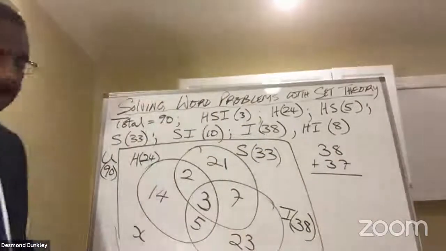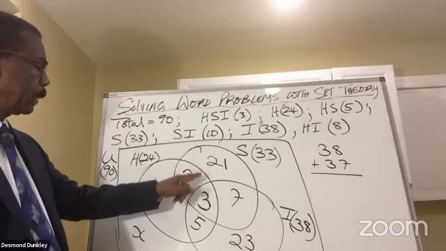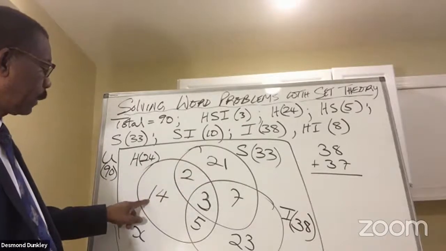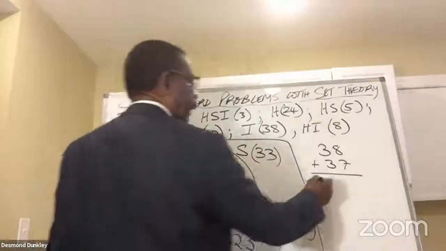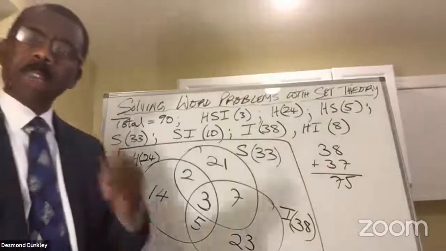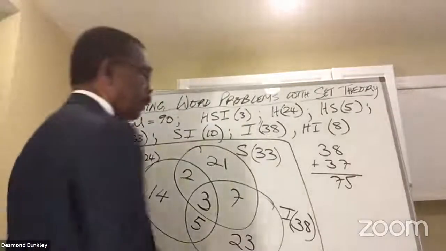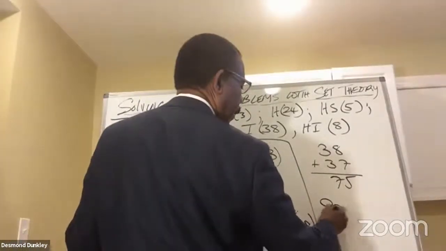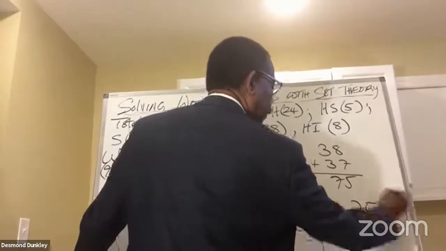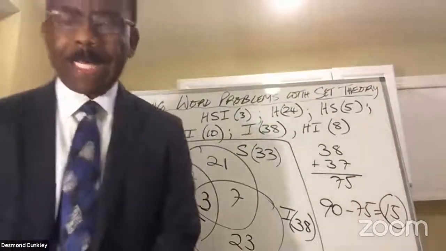Let me double check. This is 38. All 4 make 38. Sorry, this is 21, 23, and 14, 37. So that gives me a total of 75. So 75 had at least one of the 3 items out of a total of 90. So therefore 90 minus 75 equal to 15 did not have any of the 3 items, 15.